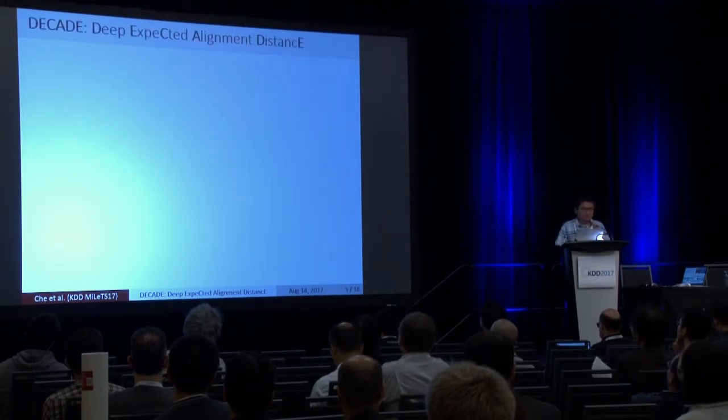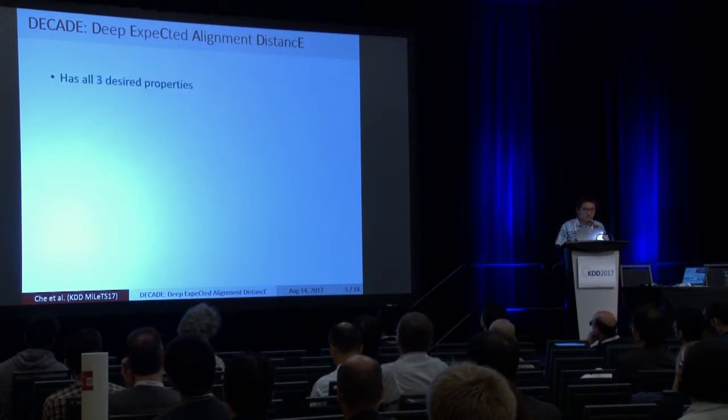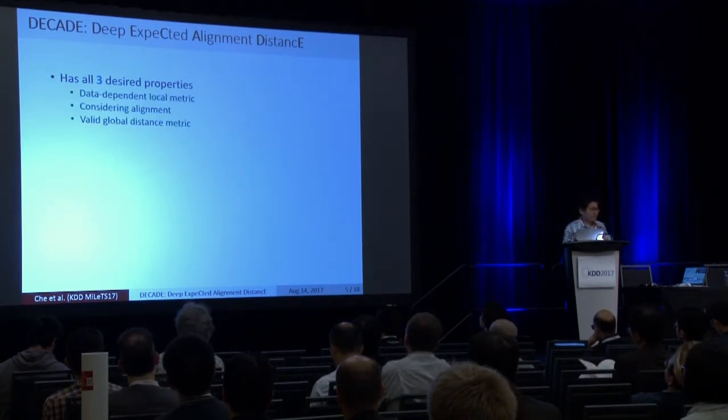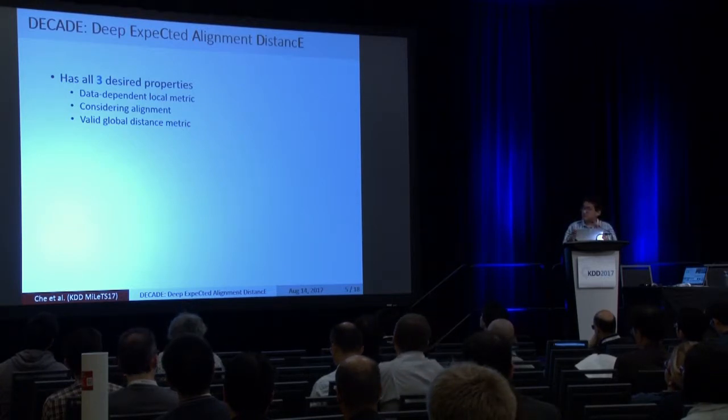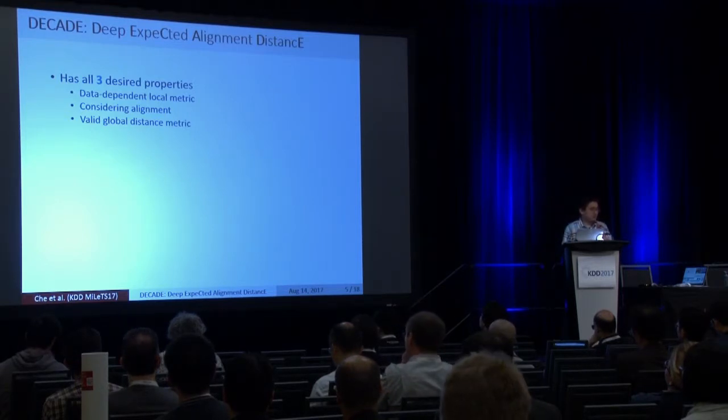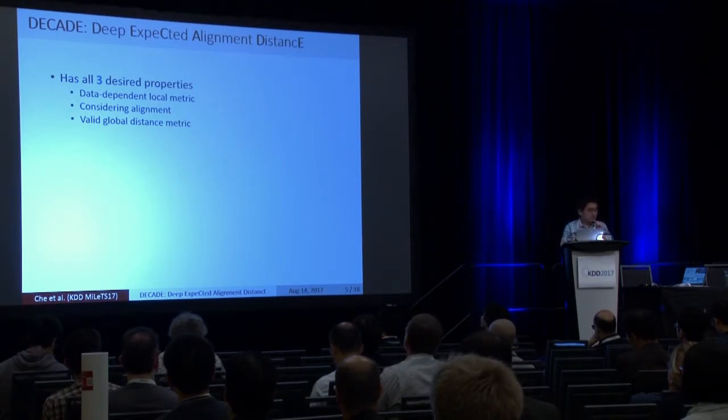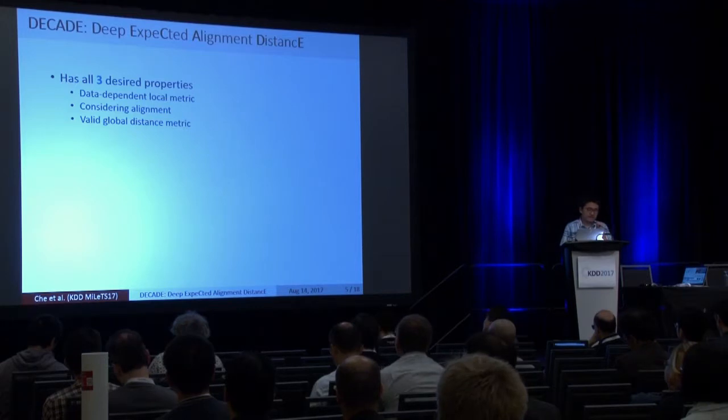So here comes our new similarity measure, DECADE. First, it has all the three desired properties. It has a data-dependent local metric, which can be learned directly from the data with only the time series and its labels. It considers the alignment between the two time series so that it can better model the temporal dependency and relations. And finally, it is a valid global distance metric so that it can be used for kernel methods and for some other speed-up methods for nearest neighbor search.